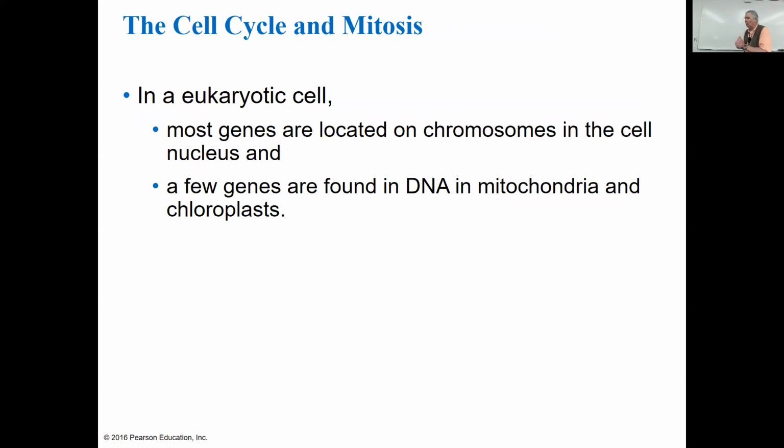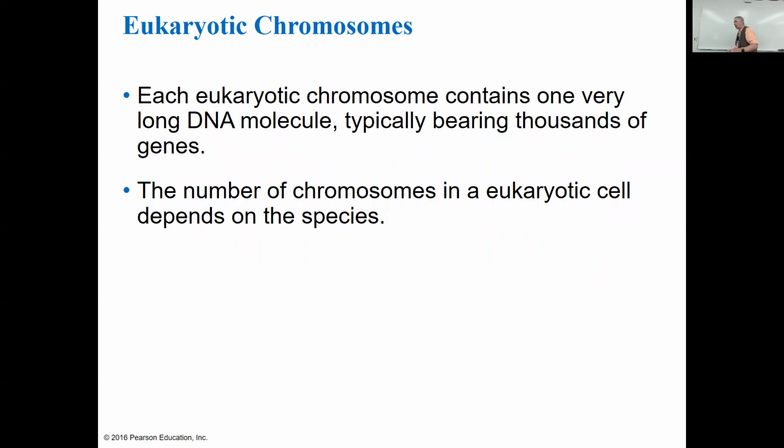Okay, so in the eukaryotic cell, most genes are located on chromosomes in the cell nucleus. A few genes are found in DNA in mitochondria, and eukaryotic autotrophs have a chloroplast, and they have some genes in those also. Remember, mitochondria and chloroplasts actually have a chromosome in them. So each eukaryotic chromosome contains one very long DNA molecule, typically bearing thousands of genes in a longitudinal arrangement, one after another.